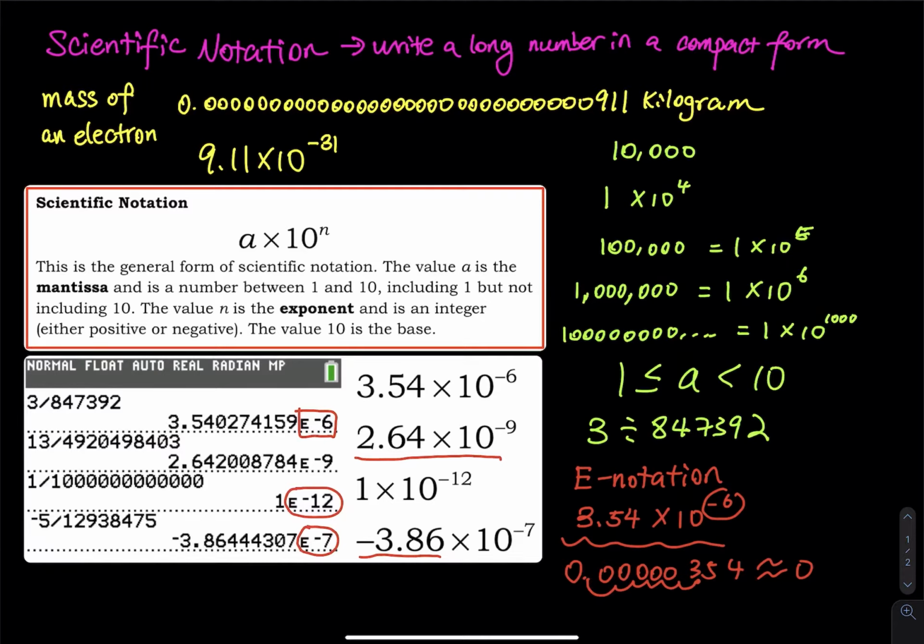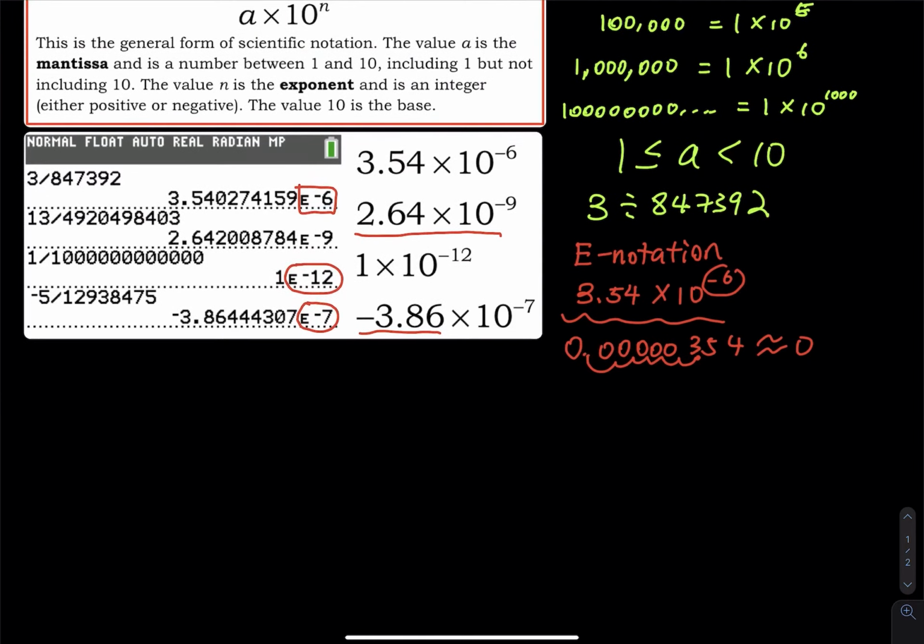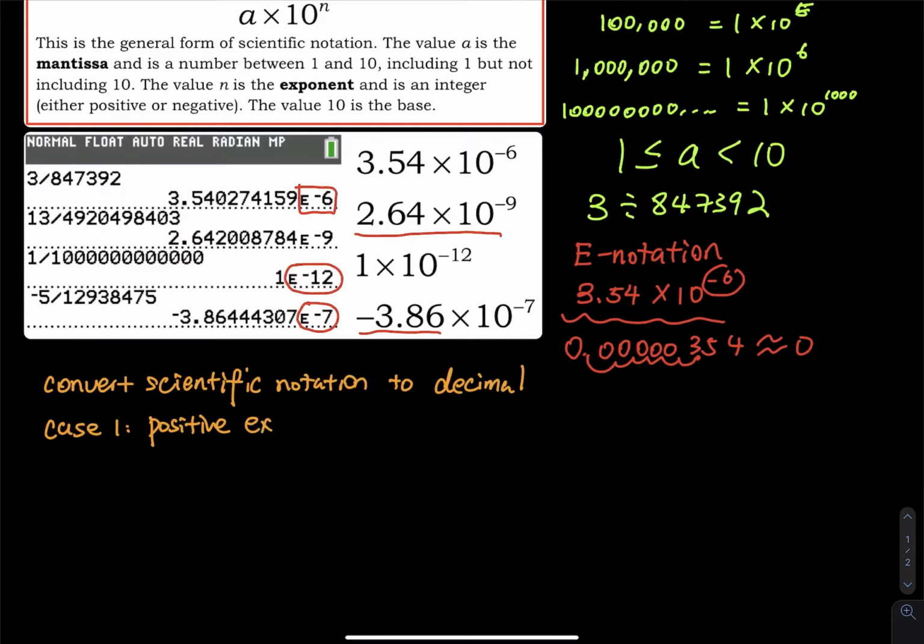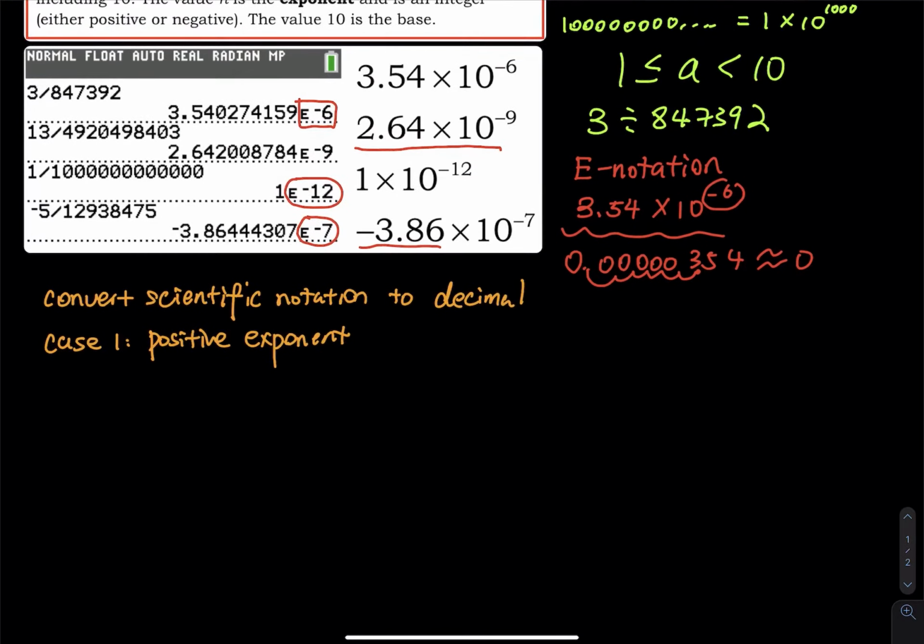Now, it looks like if you have a very large number, you need to be able to convert it to scientific notation, right? But how do we convert that? There are a few cases. I'm going to go over each of those in this video, starting with the first one. The first one you will have to learn is converting scientific notation to decimal. Case one is you have to deal with a positive exponent. So let's say you have the scientific notation 9.3 times 10 to the 7th power.